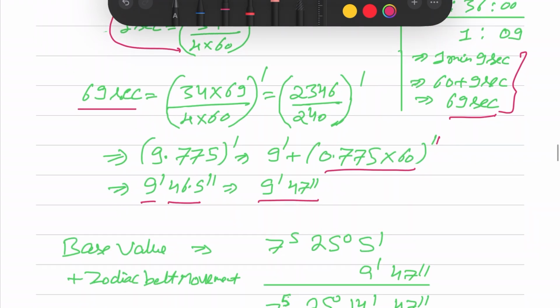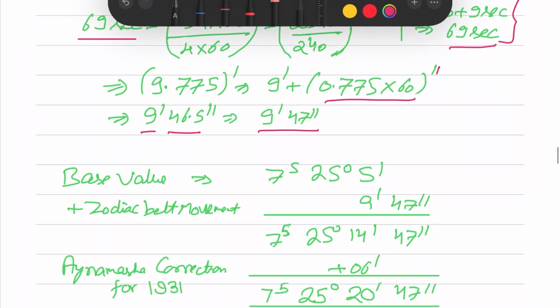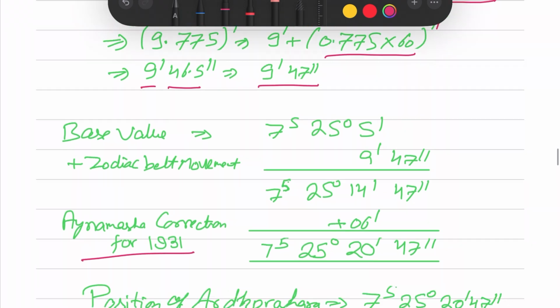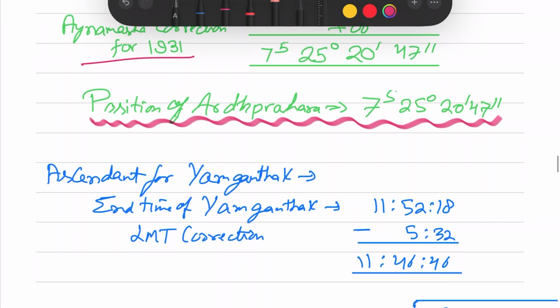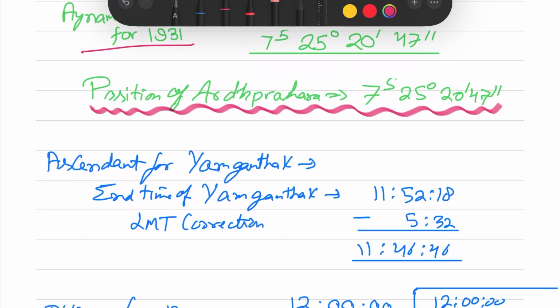So we add it to the base value. Base value is 7 sign 25 degree and 5 arc minute, plus 9 arc minute 47 arc second. So we get 7 sign 25 degree 14 arc minute and 47 second. After that we do the Ayanamsha correction for 1931, which is 6 arc minute. So we add it. So we get the position for Ardhaprahara as 7 sign 25 degree 20 arc minute and 47 arc second.